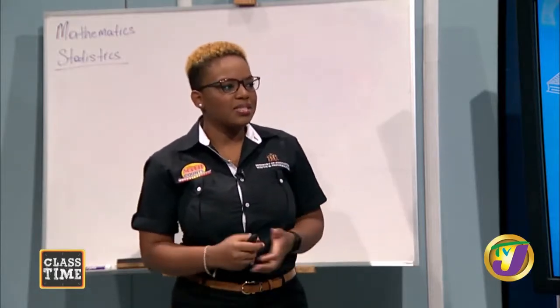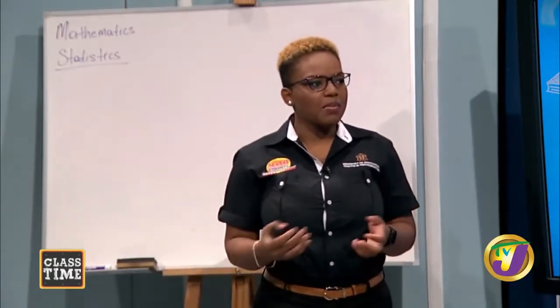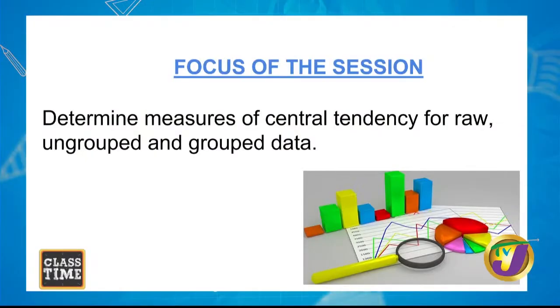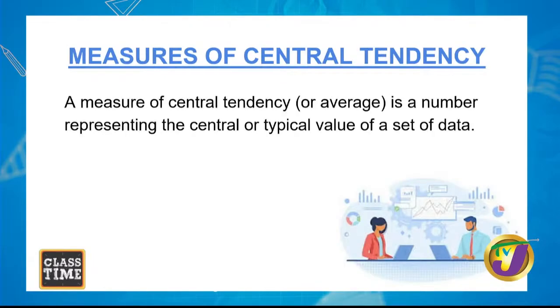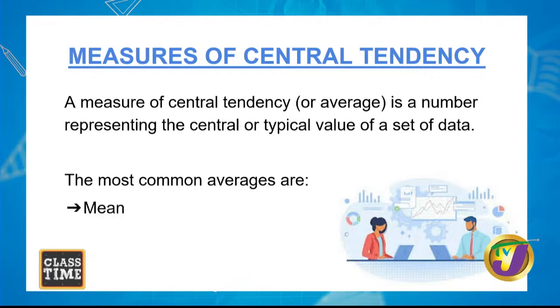All right, so as we said, today we are going to be determining measures of central tendency for raw and ungrouped data, grouped and ungrouped. When we talk about measures of central tendency, we're looking at a number that represents the central or the typical value of a data set. And we call those statistical averages. Now, the most common statistical averages that we talk about are mean, mode, and median. And we all know these. And so I'm going to ask Tyrone just to remind our viewers what are mean, mode, and median.